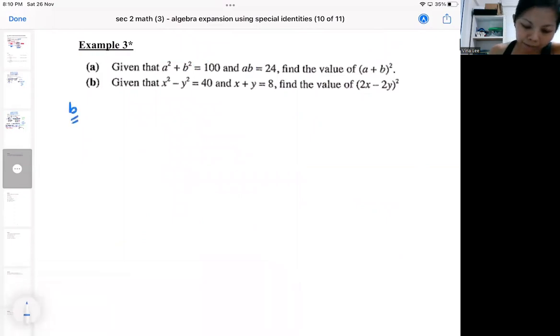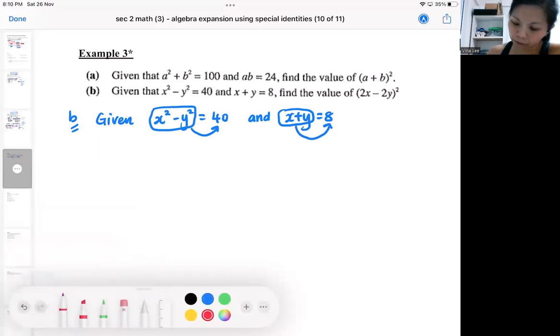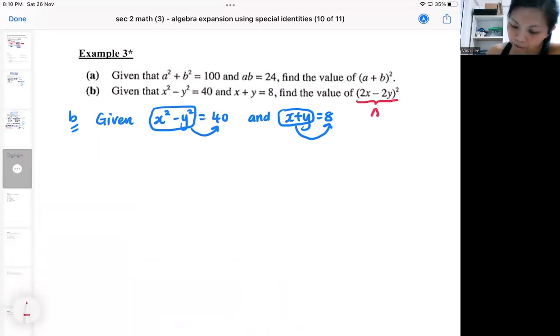If you look at part B, they actually gave me 2 blocks of formula. This whole block is a 40, and this whole block is a 8. And I'm supposed to find the value. This is my aim. So what is this value?